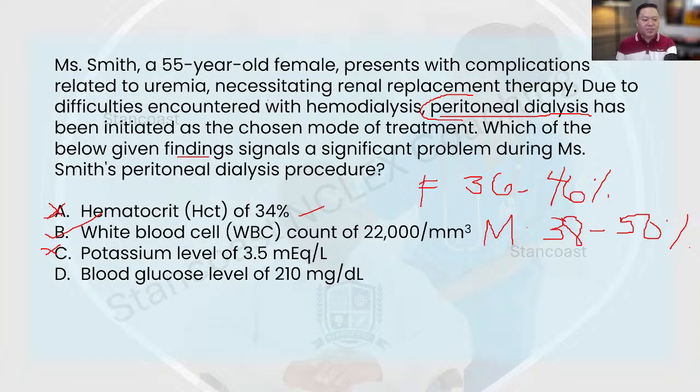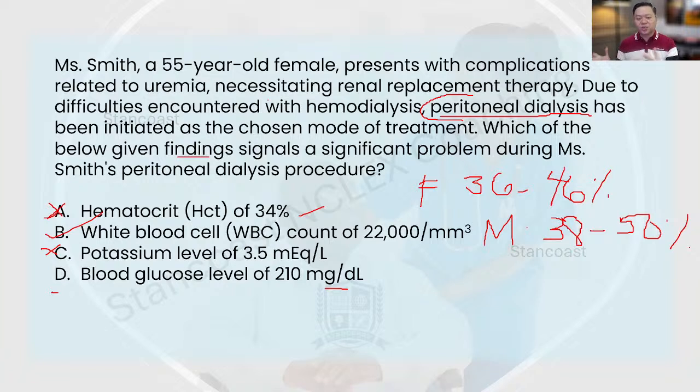Now let's take a look at letter D. Blood glucose of 210 milligrams per deciliter. This is a high blood sugar reading, right? It is elevated. It indicates hyperglycemia. We know that. But this is not uncommon in patients with CKD, particularly for those diabetic CKD patients. And so this is something that we need to manage accordingly, but it does not signal an acute or specific problem with the peritoneal dialysis procedure.